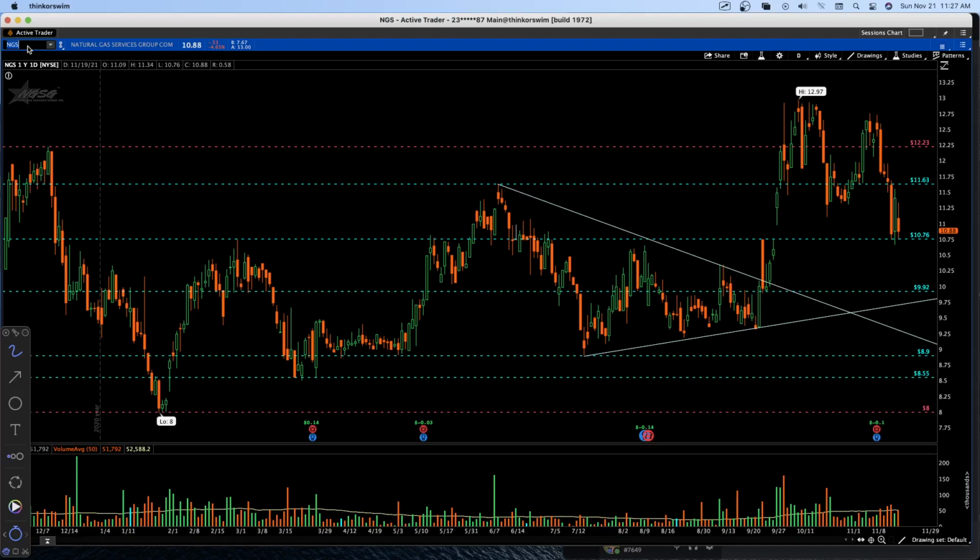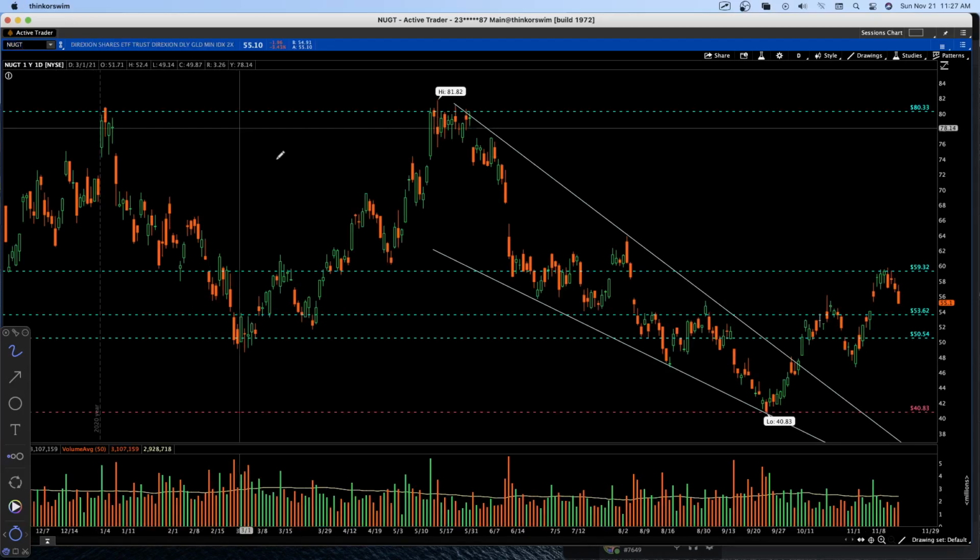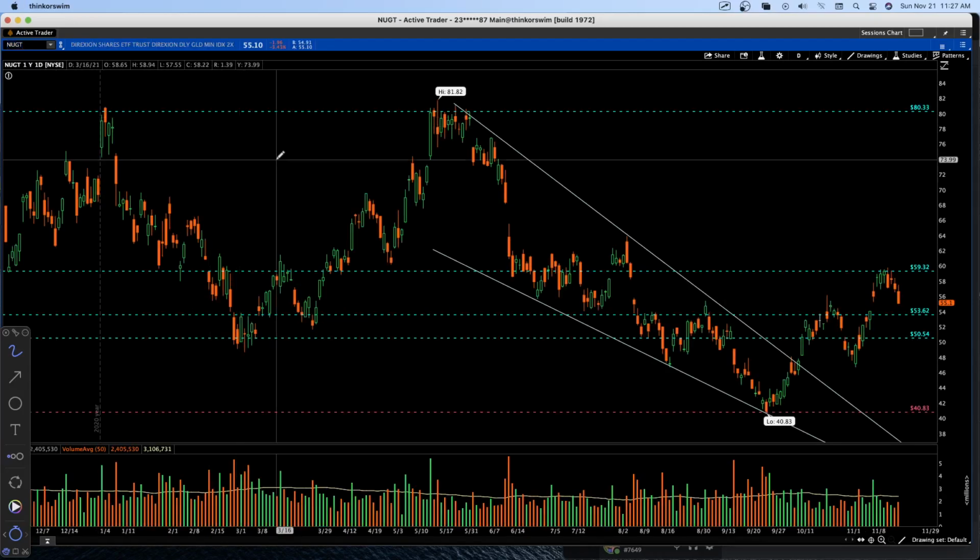So we're going to go back to NUGT. Okay, so this is an example, the reason I wanted to use this one, this is an example of a falling wedge or a descending wedge, however you want to say it. I typically say falling wedge.